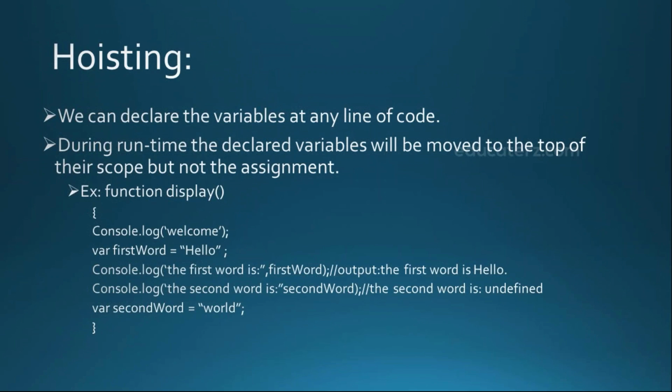Let's take this example. I have declared a function called display, where in the first line it displays the message welcome in the log, and then I declared the variable called first word with the value hello, and then I printed the value of first word. In the next line I printed the second word, but before the declaration of the second word. Due to this hoisting, the second word declaration will be moved to the top, but not the initialization. So when I check the log of the second word, it will be printed as undefined.